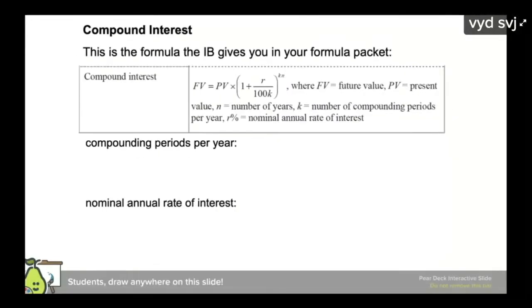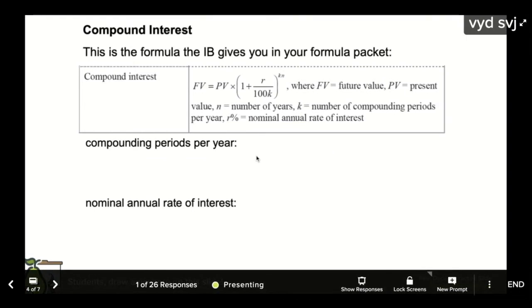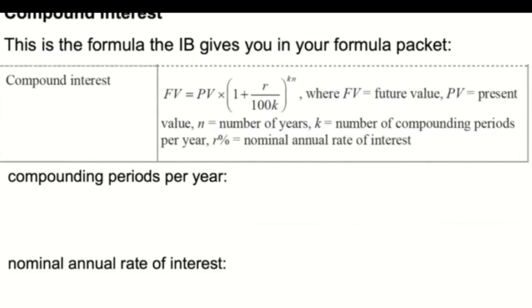So this is what we're working on today, the compound interest formula. It looks complicated, but as soon as we do one problem, you're going to realize this is just really algebra 1. So what I want to do is go through this formula real quick, and we're going to go over what compounding periods per year means. In the formula packet, on the formula page, it looks just like this. They define everything here for you, so you don't have to memorize it.